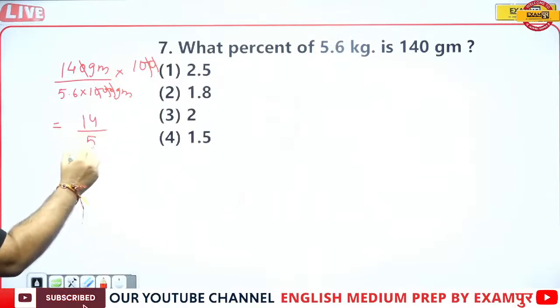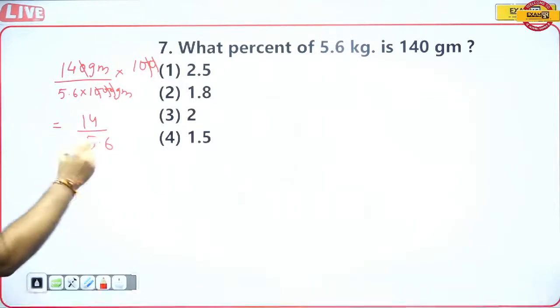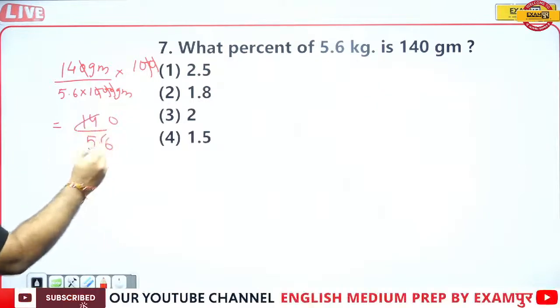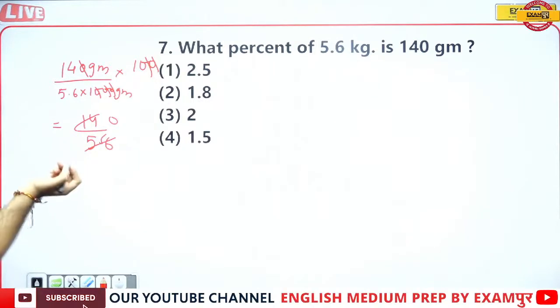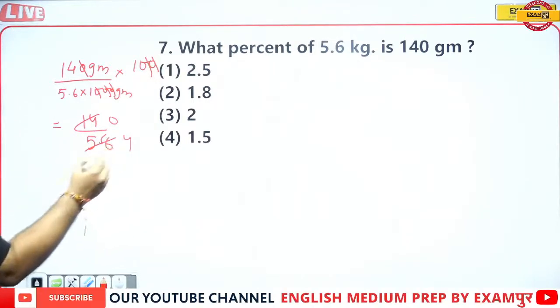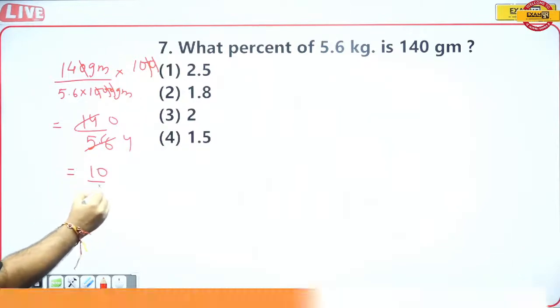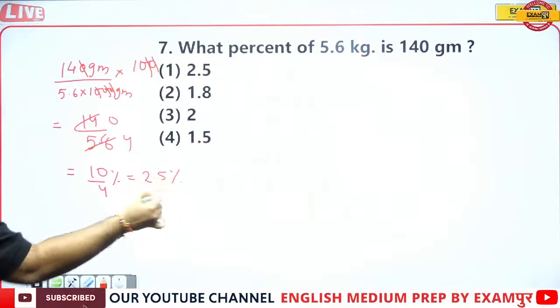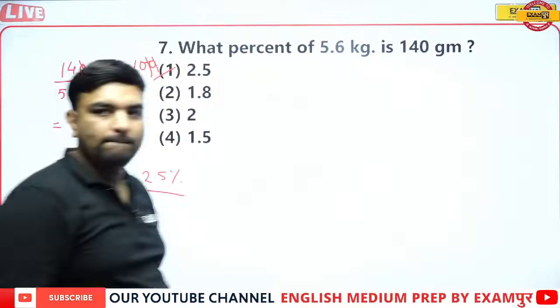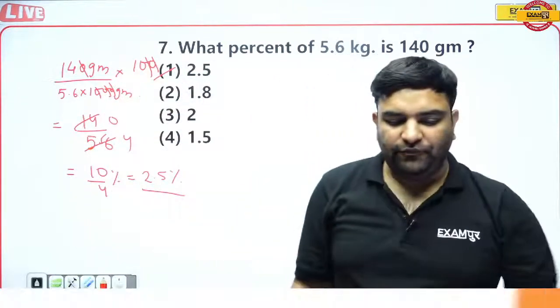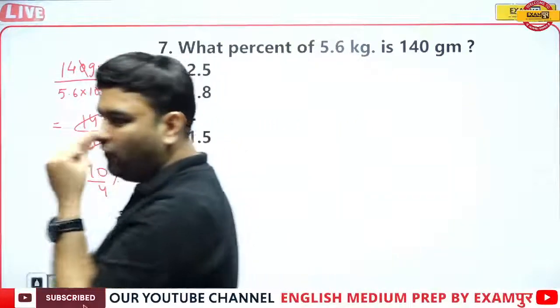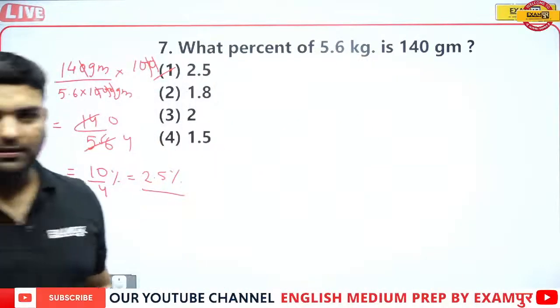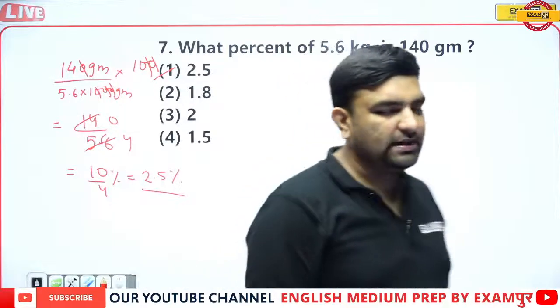14 by 5.6, which is coming out to be 10 by 4, that is 2.5%. So 2.5% is the answer for this one.